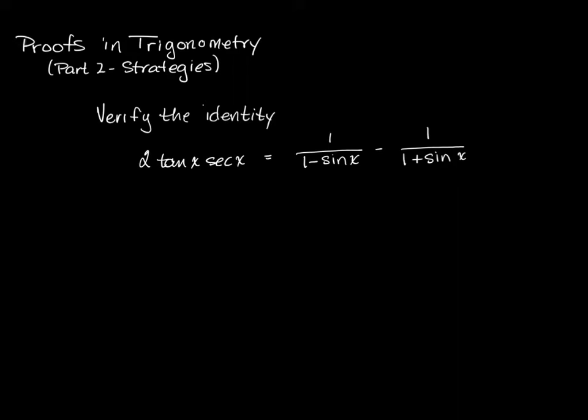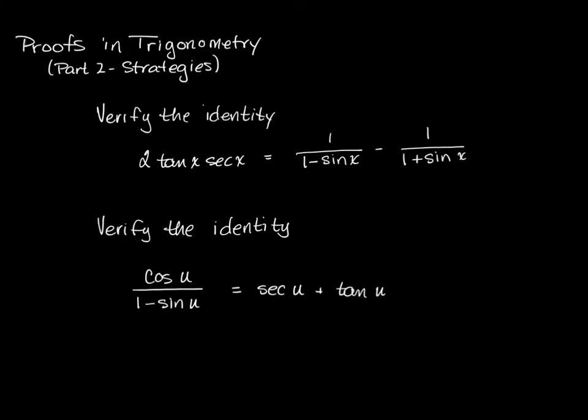On the right-hand side of this identity, there are two fractions. One has the denominator 1 minus the sine of x. The other one has the denominator 1 plus the sine of x. If we were to add these two fractions together, we'd need a common denominator. That common denominator is going to contain the factors of 1 minus sine x and 1 plus sine x, which, when you multiply them together, gives you 1 minus the sine squared of x, which is a difference of squares.